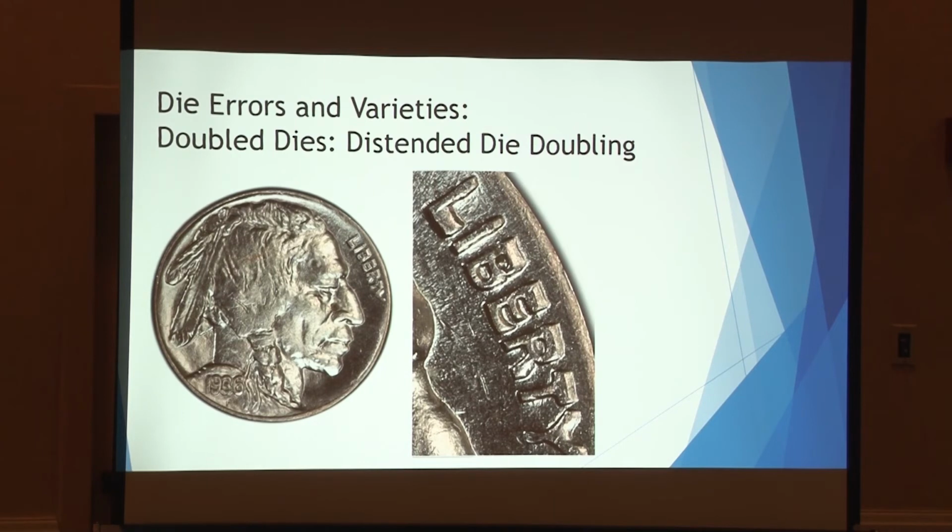Then you have distended doubling, and this occurs when the die comes down into the hub and it's pressed down again, not necessarily shifting, but with too much pressure. So you end up with massive lettering or other kinds of images, such as the Liberty here on this Indian obverse of a buffalo nickel. This is called distended die doubling because it basically distended too much, was too much pressure, and it caused a non-consistent die compared to the ones that were within mint tolerances for the coin.